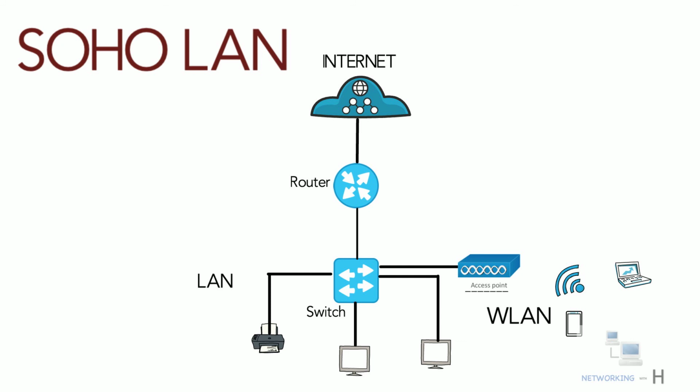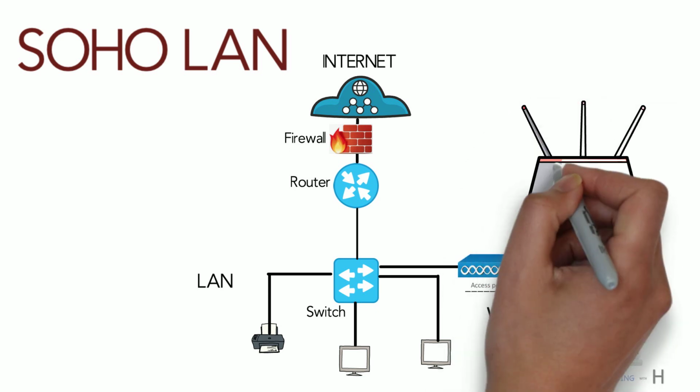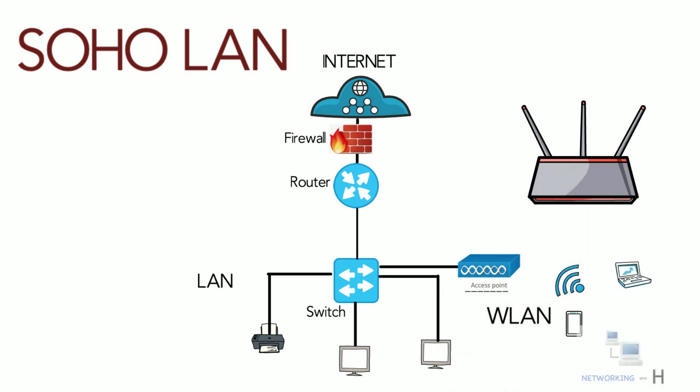SOHO network might also include firewalls to prevent from attacks. However, most SOHO networks today would use a single device, often labeled as a wireless router, that does all these functions.